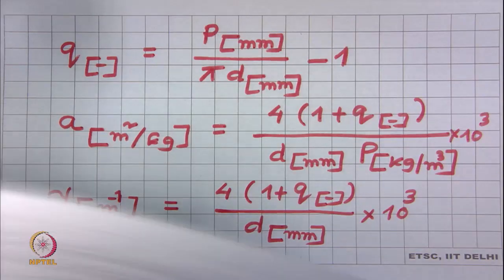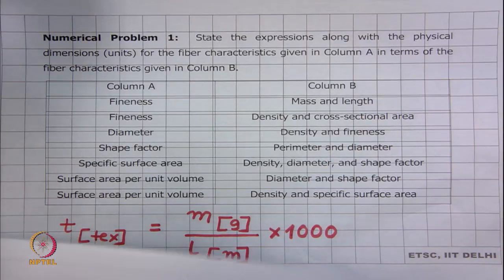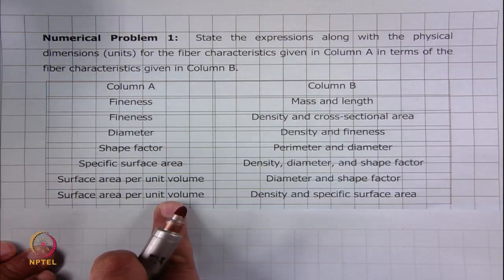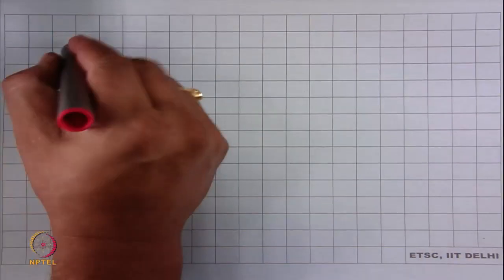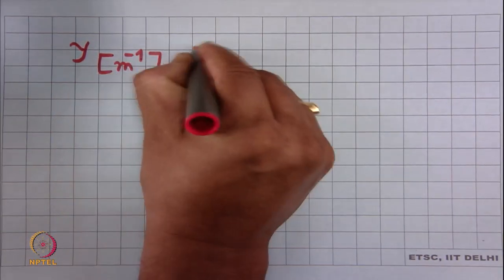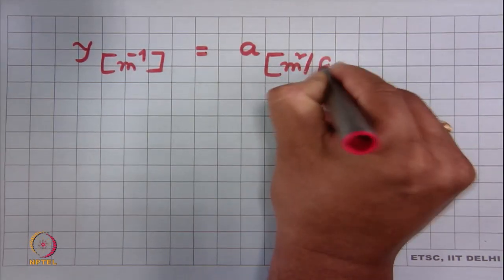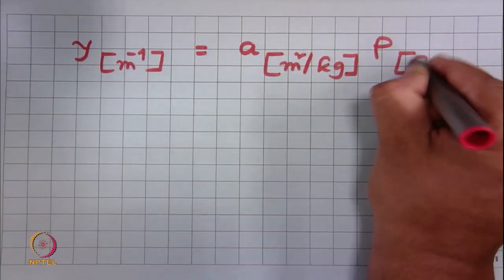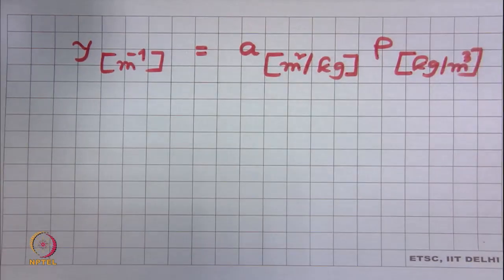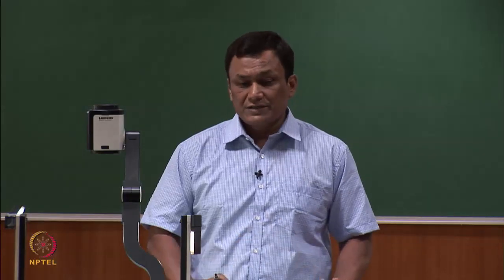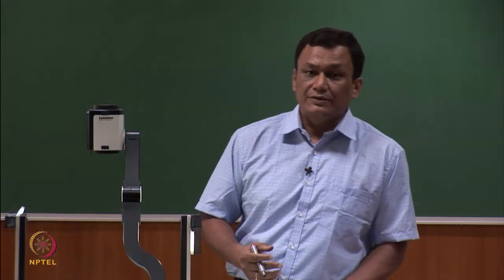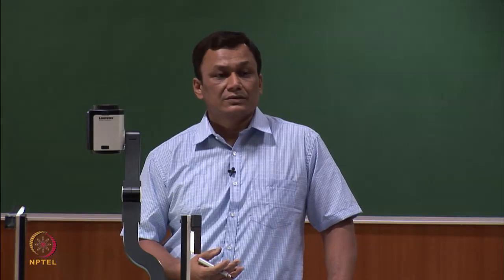Okay. The last one is surface area per unit volume, but in terms of density and specific surface area. So, what is fiber surface area per unit volume? No problem. A, meter square per kg, rho, kg per meter cube. It is already balanced, right. So, this exercise was a simple exercise, but you are supposed to express all expressions in this course along with units. So, start doing that. What will help you? It will help you to solve numerical problems correctly and quickly.